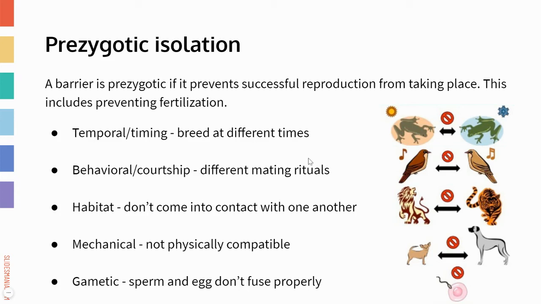Even if organisms are ready to breed at the same time, they might have different mating rituals that would prevent them from being attracted to one another. So a lot of songs or dances or different courtship rituals are required in order for successful mating to take place. And if a bird has a different song than another group of birds, then they won't be attracted to one another and mating won't happen.